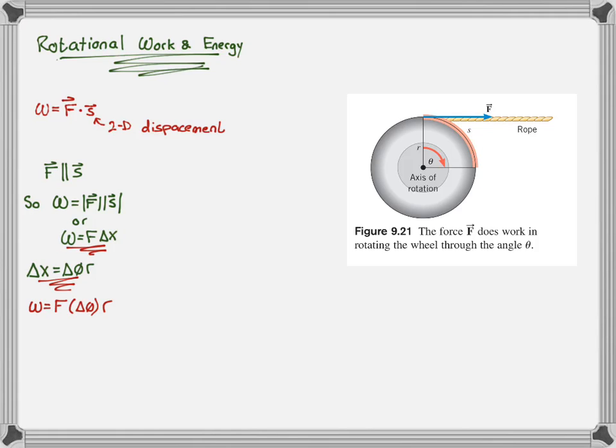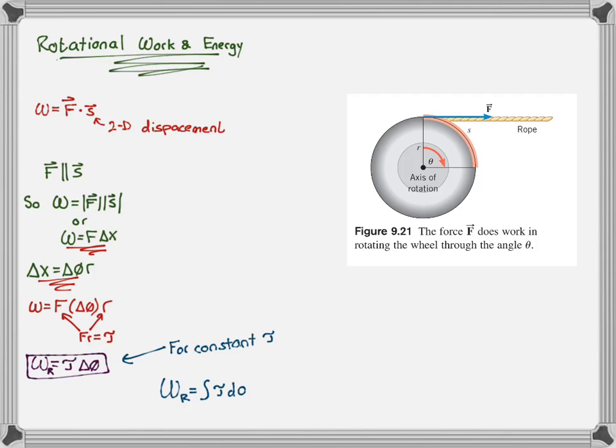So when we combine these equations, we have work equal to the force times the angular displacement times the radius. Since we're multiplying the force and the radius together, that's the formula for torque. So we can rewrite the equation as work, rotational, circular, angular, whatever you want to call it, is equal to the torque times the angular displacement. If torque is constant, meaning the force that's causing rotation is constant, then we can just use that equation.